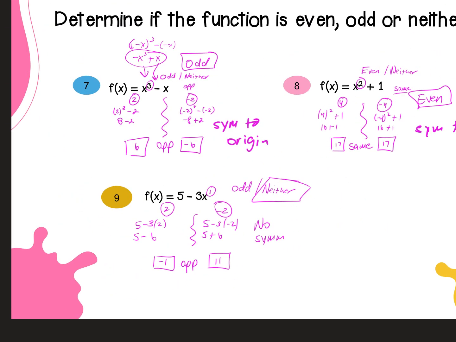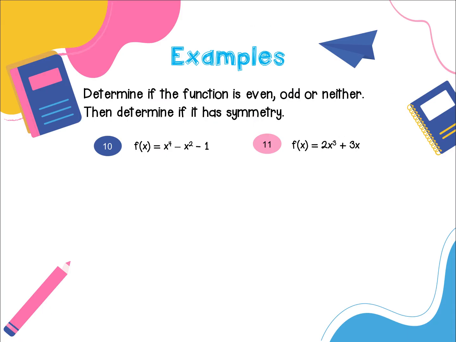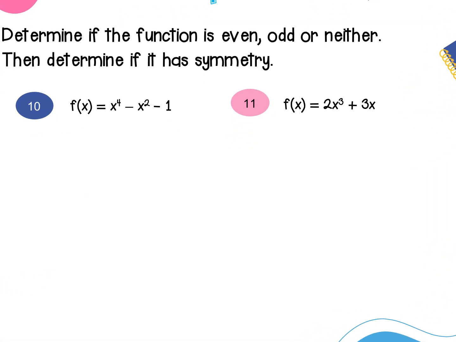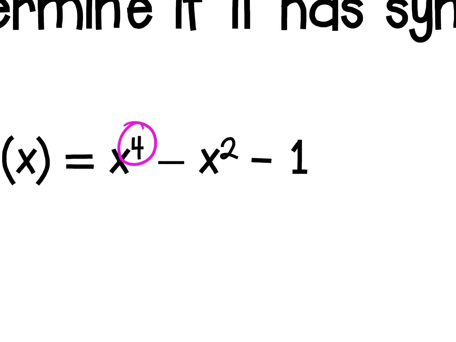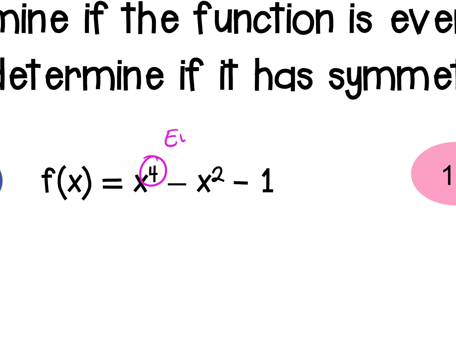All right, let's move along. Do we have more of these? Okay, same thing. Highest exponent. 4, all right? So think about 4. What kind of a number is 4? So this is either even or neither. Good.